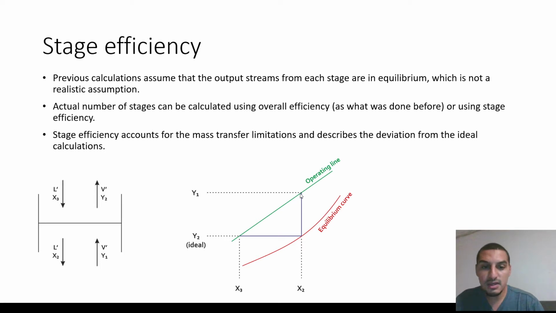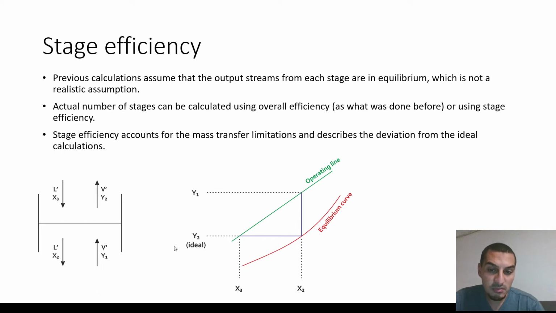And the assumption that we made is that these two streams did the mass transfer until X2 and Y2 came out of the same stage in equilibrium. So X2 and Y2 are in equilibrium, and that's why they lie on the equilibrium curve. And then the vapor coming from here contacts the liquid with mole ratio of X3. The point I want to focus on is that this point X2 and Y2 lies on the equilibrium curve, which is not true.